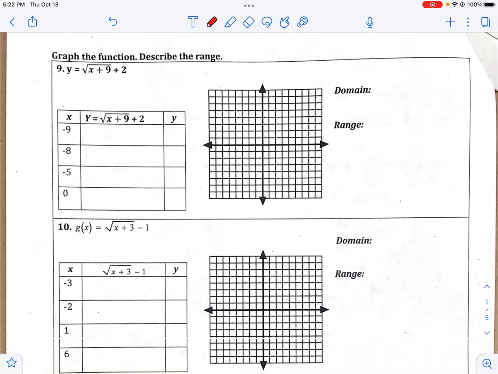Hi, welcome back to our Algebra 1 series. In this video, we're going to look at how to fill out a table of values, how to graph, and how to find the domain and range of a radical function, in this case, a square root function.